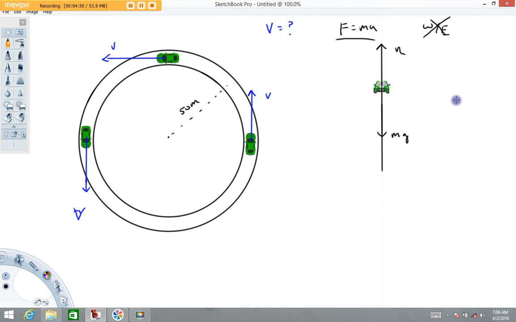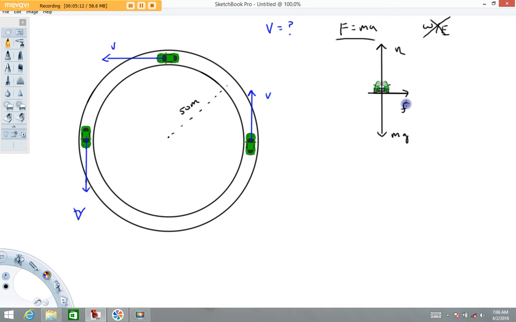So I'm going to go ahead and put a frictional force in there. Now I like to put these force vectors where they're applied. It's okay to put the frictional force there, but better to put it here because it's applied at the tires. So there's a frictional force vector. Right. Next step.